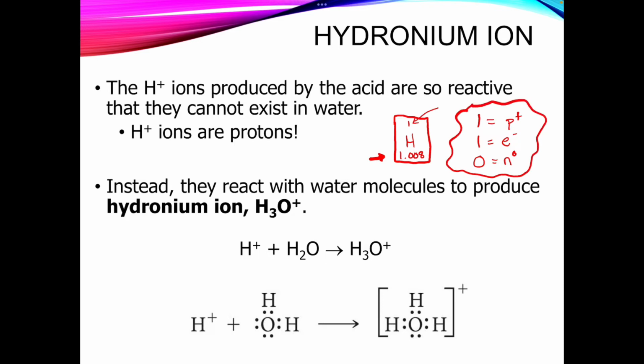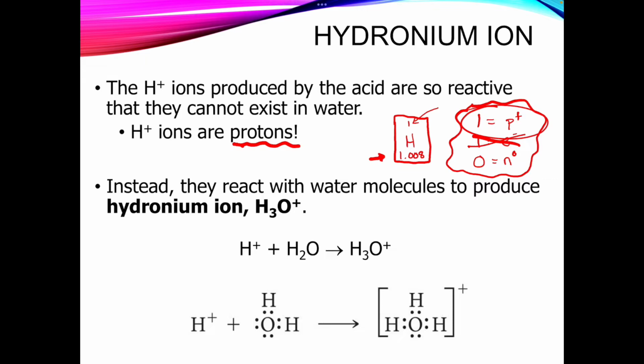So if it forms H+, that means it lost an electron. So really, H+ is just a proton, right? If it loses this electron, all it's got left is a proton, which is kind of weird. When we talk about H+, we'll often, in higher levels of chemistry, call them protons because that's what they are. Kind of weird to think about. Anyways, long story short, protons floating around by themselves are super reactive.